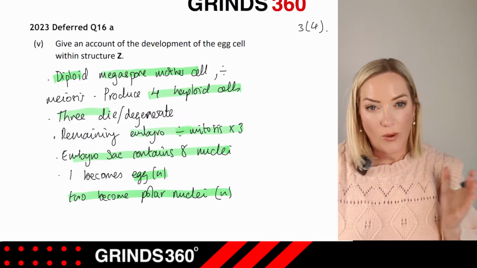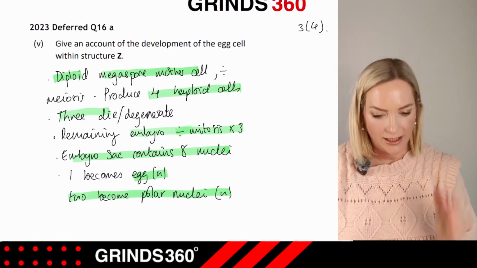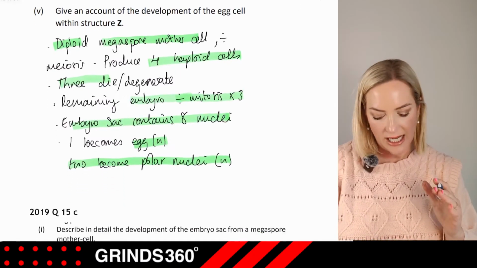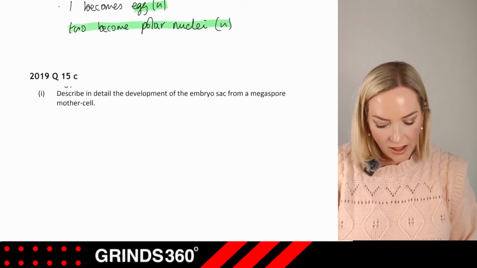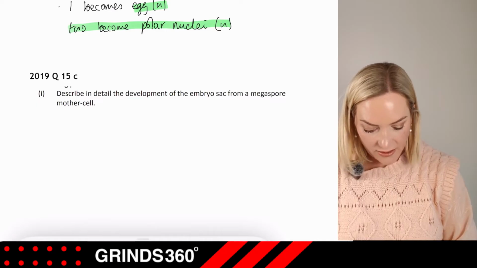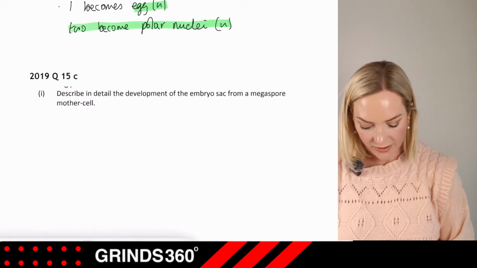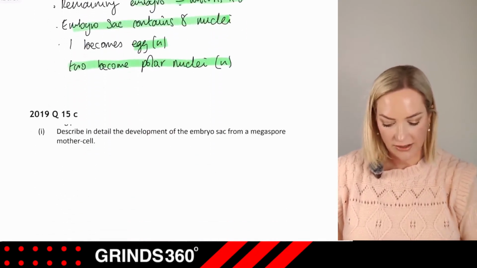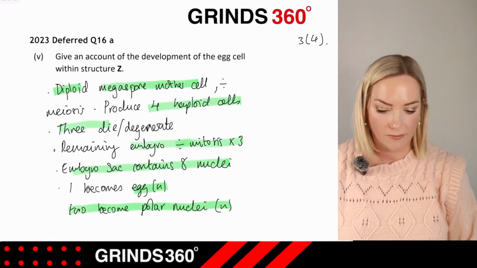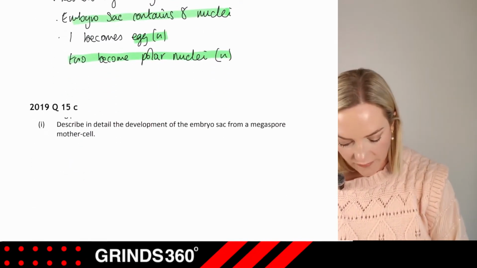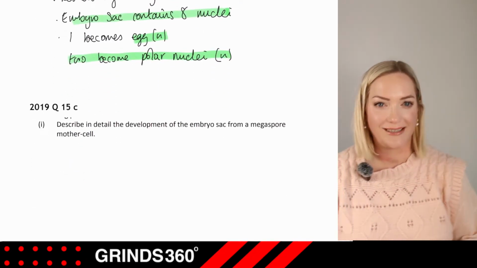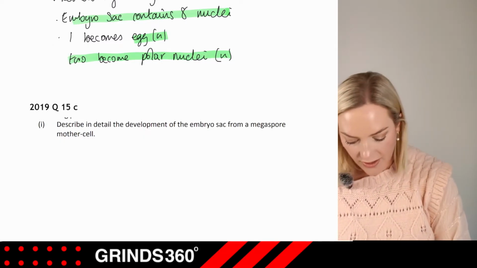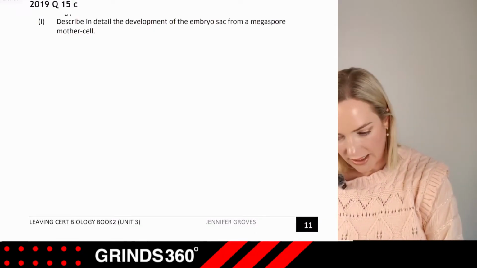In 2019, when this was last asked, 2019 was the last time female gamete formation was asked on the paper: describe in detail the development of the embryo sac from a megaspore mother cell. So I could answer this here, or I can do a diagram, or you could do both. Some of you might prefer doing both. When this was last asked, we accepted students doing the diagram. So I'm going to start off with drawing my circles first.